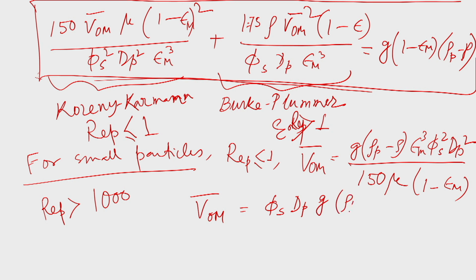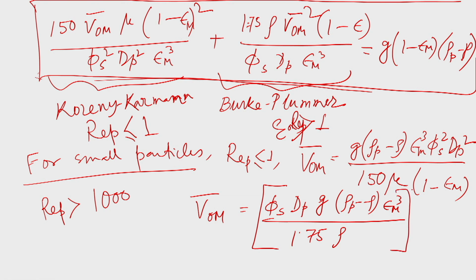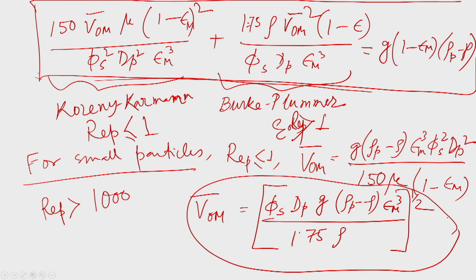g into (rho_p minus rho) into epsilon_m cubed divided by 1.75 into rho, this whole to the power 1 by 2. So, in that case this will be the minimum fluidization velocity. Okay. So, that way we will be getting the minimum fluidization velocity for different cases whenever we will be doing the adsorption process using the fluidized bed.